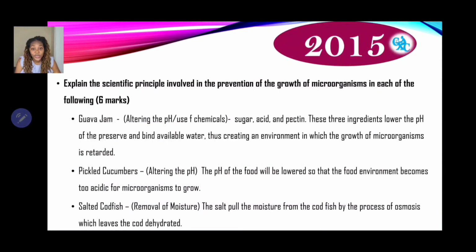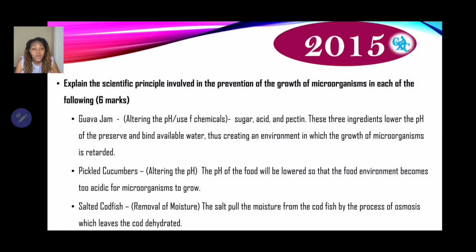Now we're still on 2015. Explain the scientific principle involved in the prevention of the growth of microorganisms in each of the following: guava jam, pickled cucumbers, and salted codfish. All right. Now we're supposed to explain the scientific principles. As it relates to guava jam, which preserve is used? Awesome. If your response was sugar, you are correct.